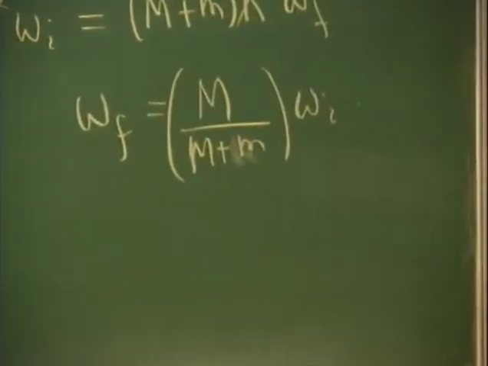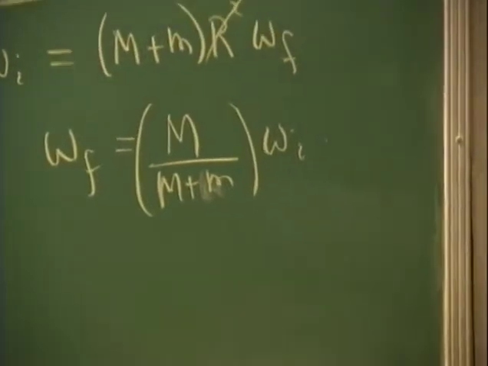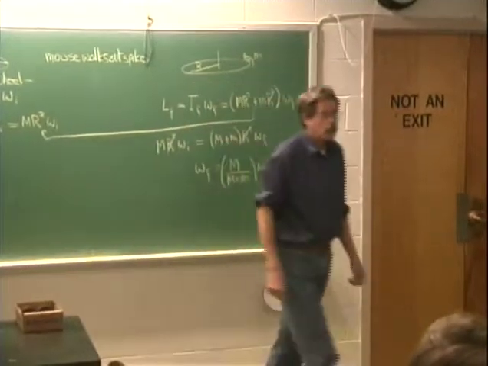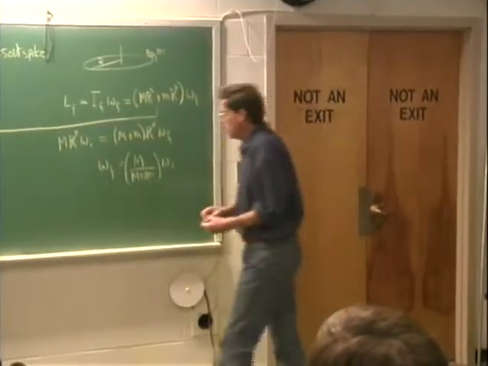Mouse walks out the spoke, wheel slows down. Why? Angular momentum is conserved. If the moment of inertia went up, the angular velocity has got to go down. Proportion.